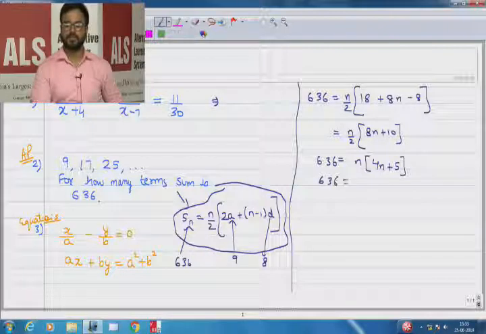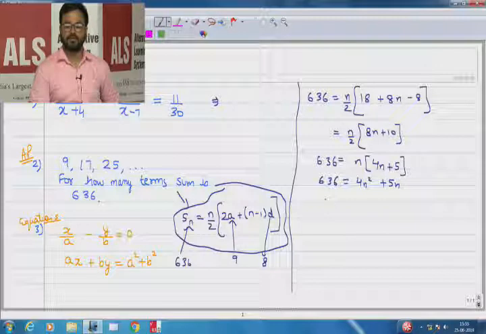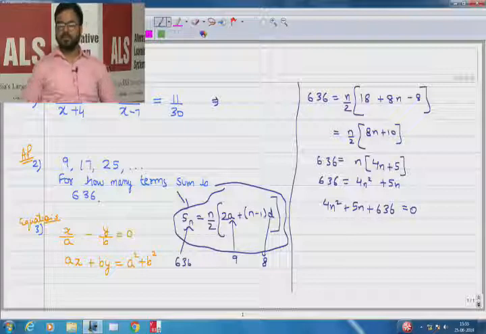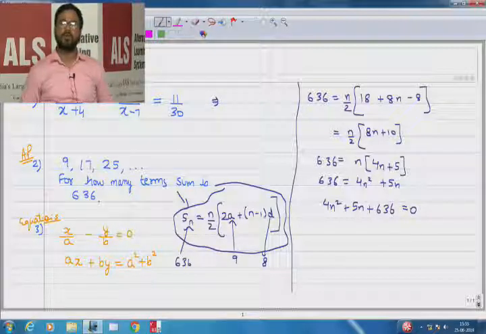Now 636 is equal to 4n square plus 5n, or 4n square plus 5n minus 636 is equal to 0. Now you can solve this quadratic equation again by quadratic formula or by middle term splitting. This is the thing we have to do in the second question.